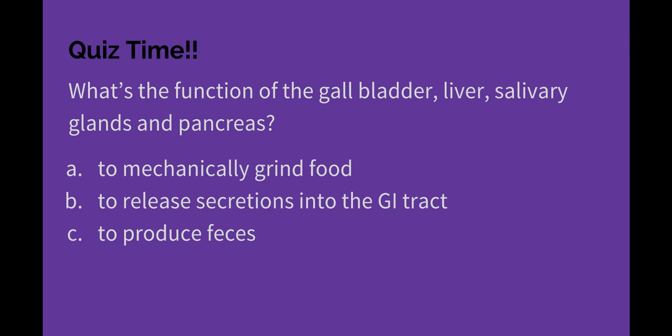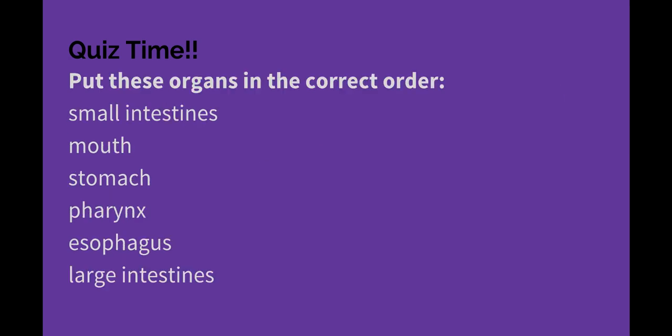All right, quick review. So number one, what's the function of the gallbladder, liver, salivary glands, and pancreas? Good, hopefully you got it. They are going to release secretions into the GI tract, so they do not handle the food itself. They are not a major organ of your GI tract. They're accessory organs, because they are going to facilitate or help the digestive process by releasing enzymes and chemicals into the GI tract itself to help that digestive process along.